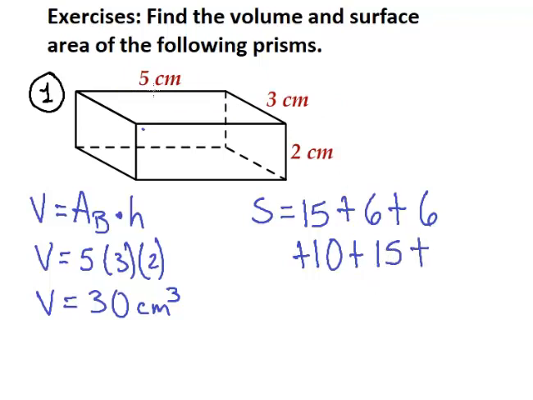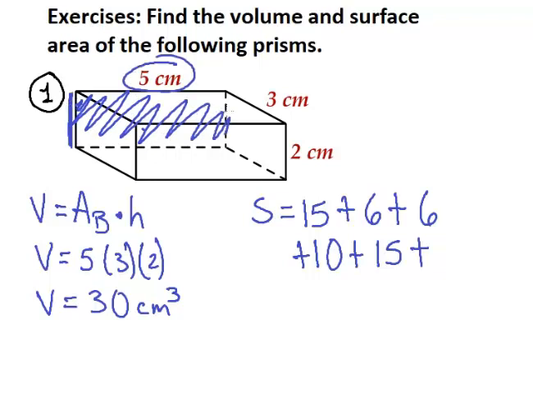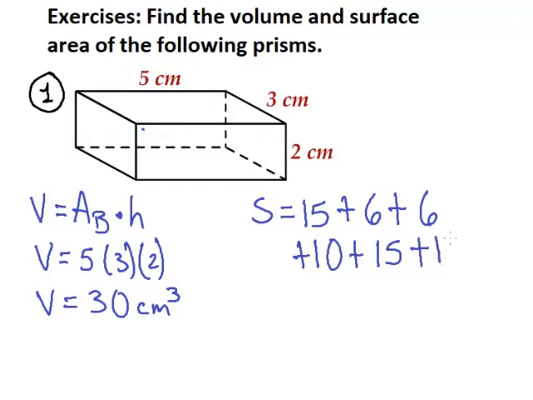And now let's find the back. The back is this one. This measures 5, I already know. I just need to know how much this thing measures, or this thing, any of the 2 adjacents. Well, that thing measures 2 because it's the height of the object. So 5 times 2, that will give me 10.